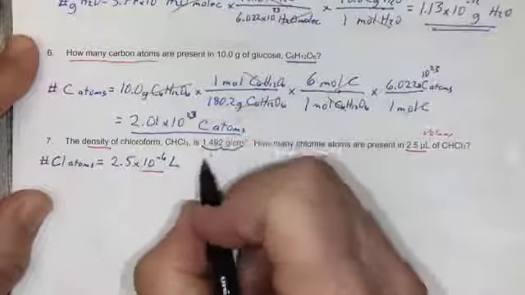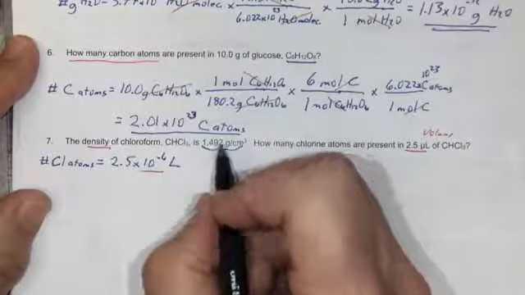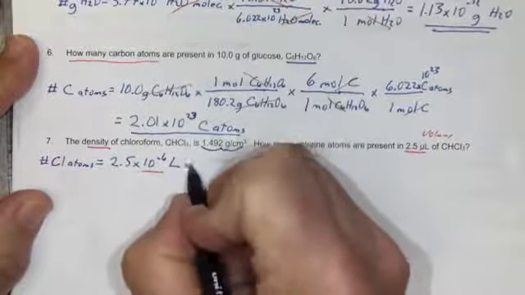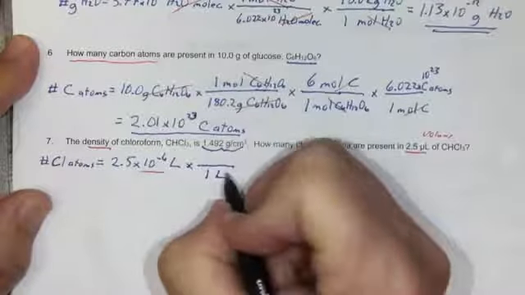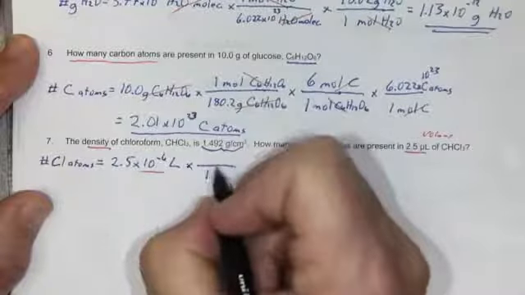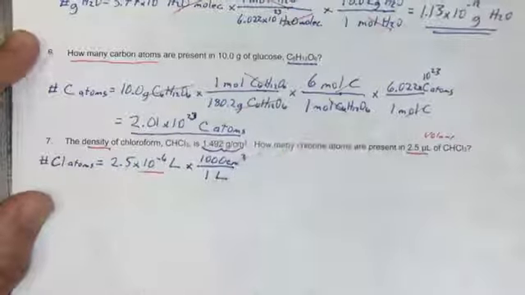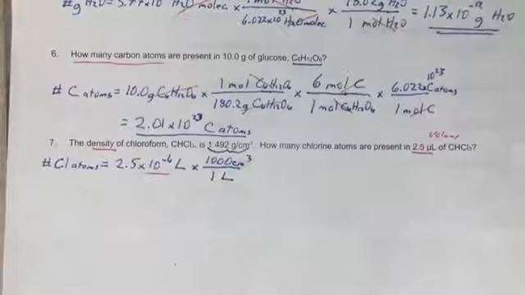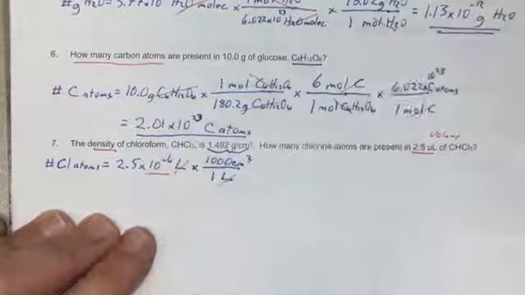Next, I need to get liters to cubic centimeters. So I'm going to say times, draw a line, and I know that 1 liter contains 1,000 cubic centimeters. 1 liter contains 1,000 milliliters, and a milliliter is the same as a cubic centimeter. So that liters cancels, and I have it in cubic centimeters.